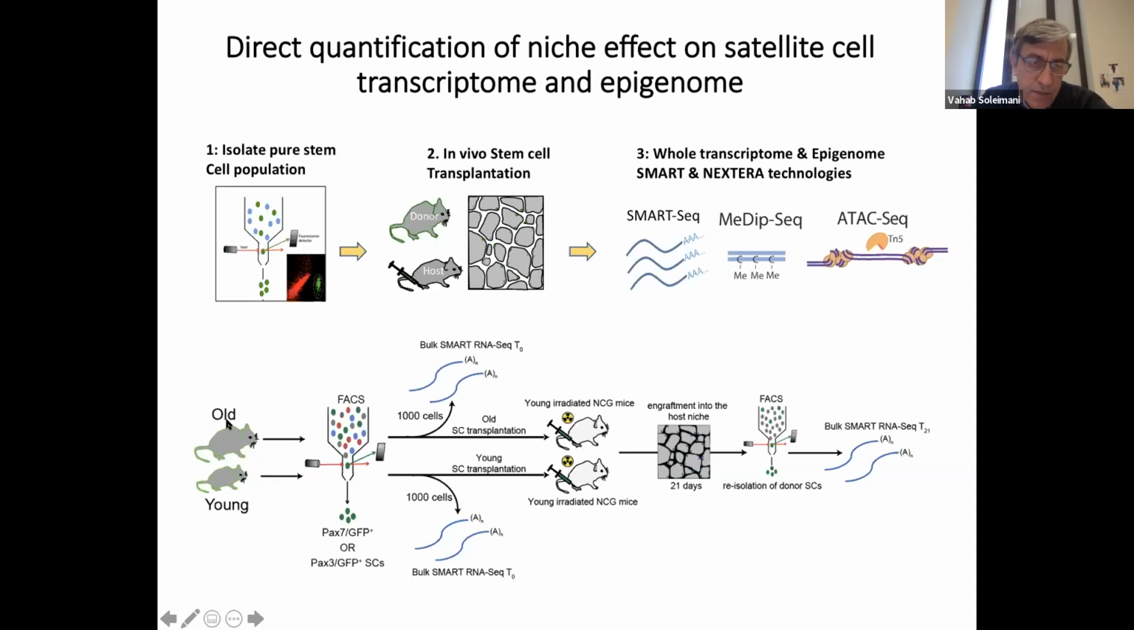So what we do in our model, we have the old mice, this is old Pax7-GFP mice, and young Pax7-GFP mice. We isolate satellite cells from these mice. We take 1,000 satellite cells freshly sorted at the time of isolation, and then we subject these to SMART-seq RNA-seq analysis. And then we transplant 10,000 of these cells into the recipient mice, and we let these cells stay there for 3 weeks to be exposed to a different niche environment. We then re-isolate these cells, and we again do bulk SMART-seq to see what has changed and what has remained the same.